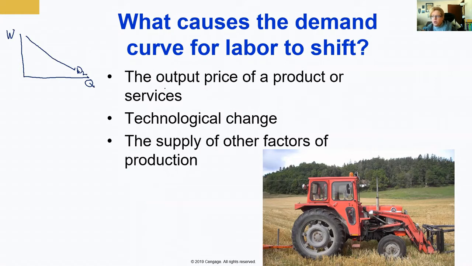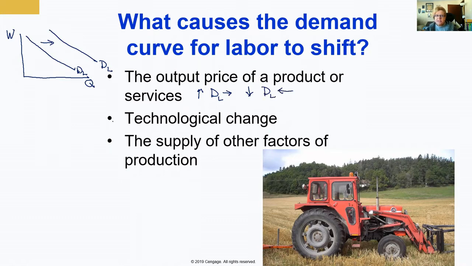The first thing which will cause the demand for labor to shift outward and to the right is the output price of the product, or the market price of the product or the service. If the output price of the product or the service increases, then the demand for labor in that market will shift outward. If the price of the product or service decreases, then the demand for labor will shift inward.